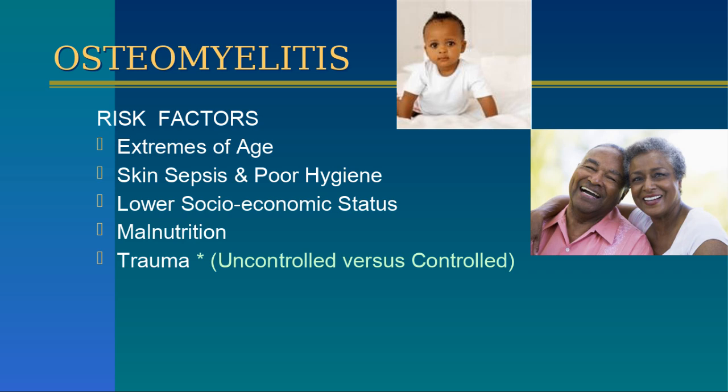Trauma, uncontrolled versus controlled. So the uncontrolled trauma would be the motor vehicle accident, the fall from heights, falling from the tree, off the wall, off the roof. And so you end up with open fractures or a severely damaged soft tissue envelope, which then predisposes the bone to infection. The controlled trauma that we speak about would be the medical procedures that we undergo.